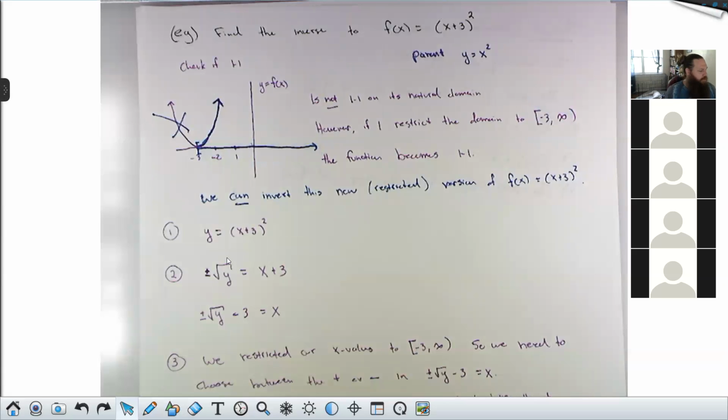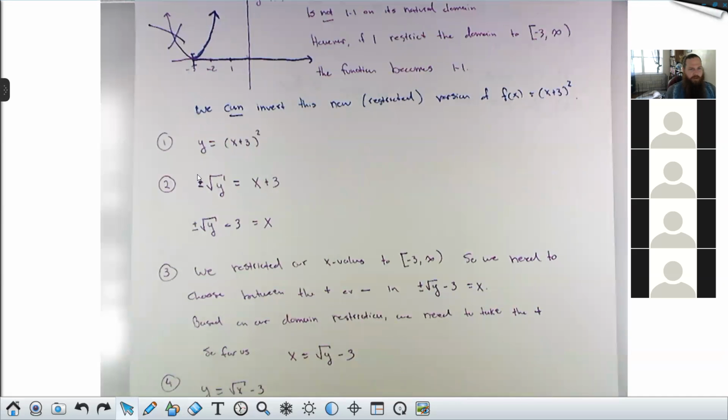And then as you go through your process to solve for the inverse, you'll get something like a plus or minus, right? You'll have some decision that needs to be made between the plus or minus. When you go to make that decision, do I take the plus or do I take the minus? The way you choose is by thinking about your domain restriction.